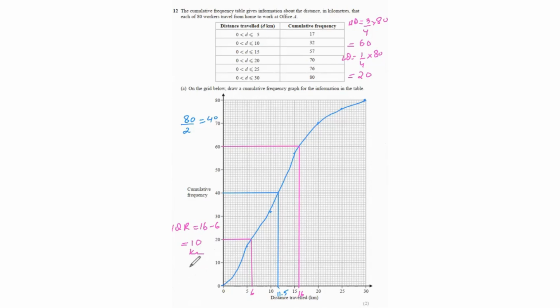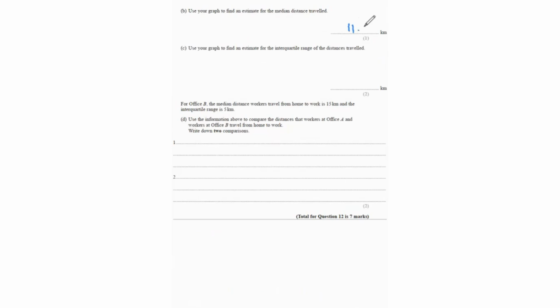Once again, this is also an estimate because everyone's graph is going to be slightly different because it's freehand and it's a curve. It's not like straight lines connected. So as long as your answer is in that range, your answer will be correct. So 11.5 over here and 10 over here.